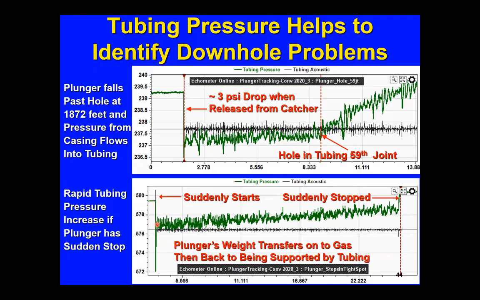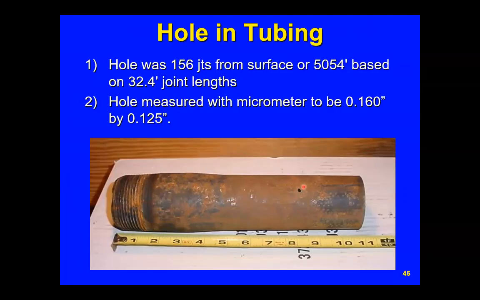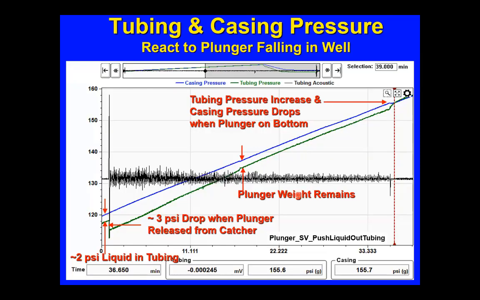The plunger falls, and now the tubing pressure is holding the plunger weight. At this point the plunger is resting on the tubing again. So there is a tight spot in this well where the plunger is getting stuck, and there is no more plunger travel after this. We received a picture of this hole in tubing that was reflecting that, at 5,000. That's a regular hole in tubing that can be easily caught by the software reading.